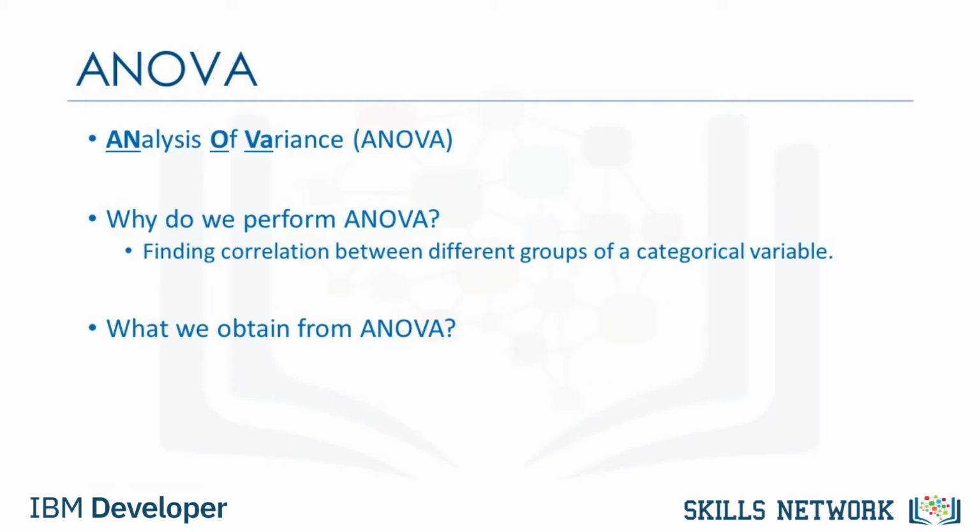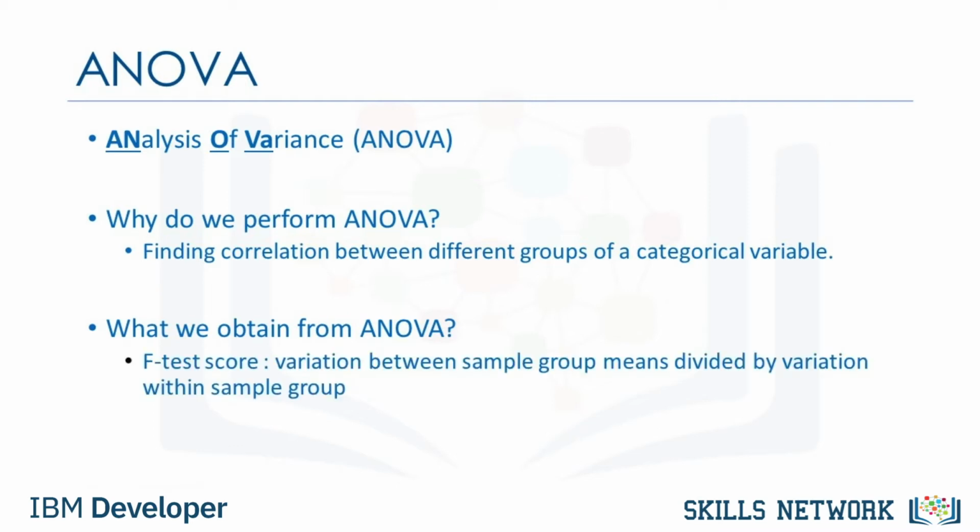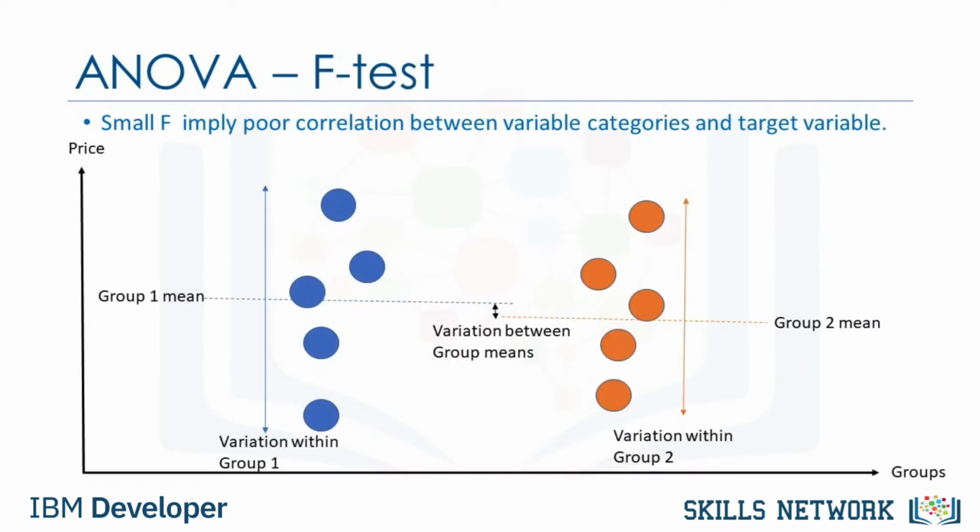The ANOVA test returns two values, the F-test score and the p-value. The F-test calculates the ratio of variation between the group's mean over the variation within each of the sample groups. The p-value shows whether the obtained result is statistically significant. Without going too deep into the details, the F-test calculates the ratio of variation between groups' means over the variation within each of the sample group means.